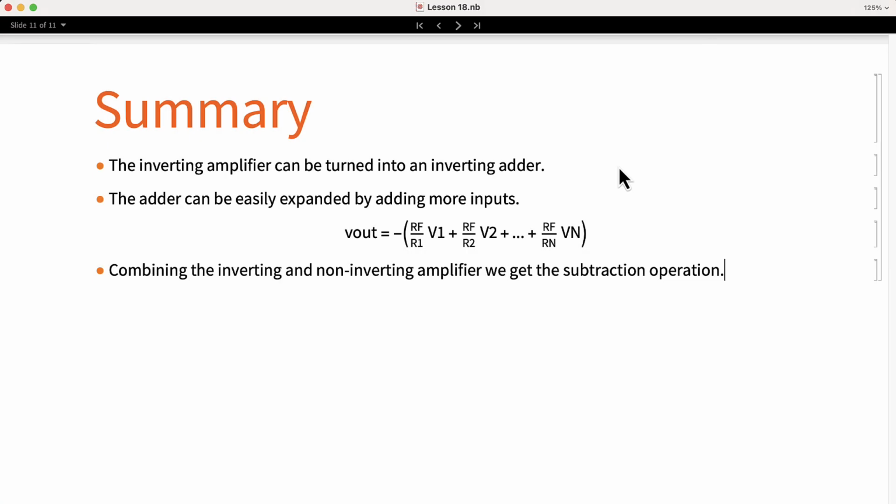To summarize this lesson, we learned that we can turn the inverting amplifier into an inverting adder. The adder can be easily expanded by adding more resistors, and we can easily derive the formula by using superposition. If we combine the inverting and non-inverting amplifiers, we can obtain a subtraction. But we need to adjust the gain of the positive voltage by adding a voltage divider. The resulting configuration is a very flexible configuration that can be used for many different operations.